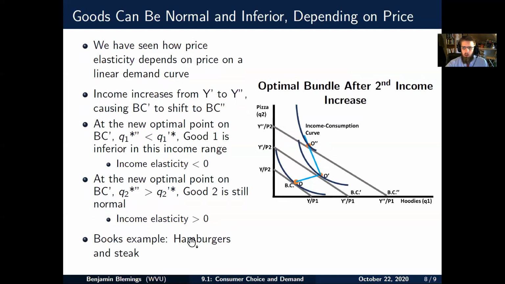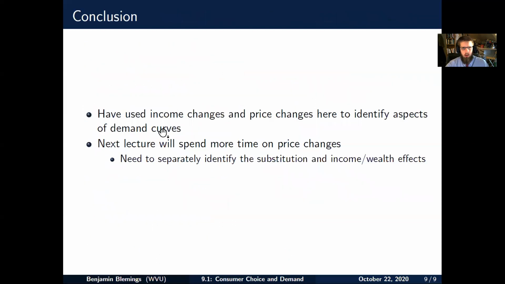The book uses hamburgers and steak as an example. If you're here and you buy a lot more hamburgers as you get to middle income, and then as you go to high income, you buy fewer hamburgers and more steak because you can afford it. That would make hamburgers normal from here to here, but then inferior from here. So that's the example.